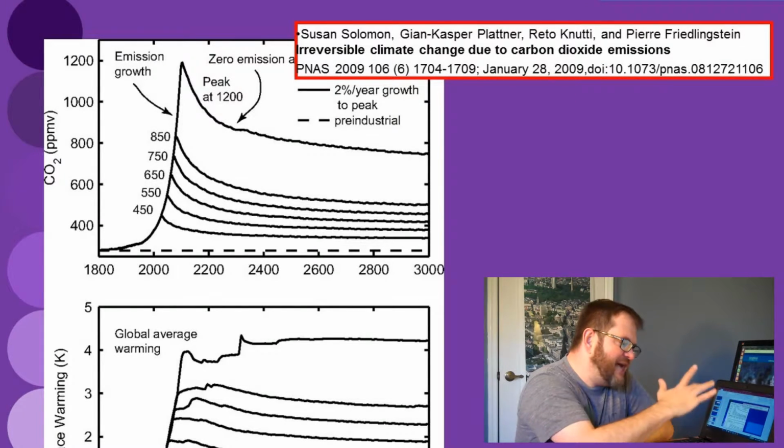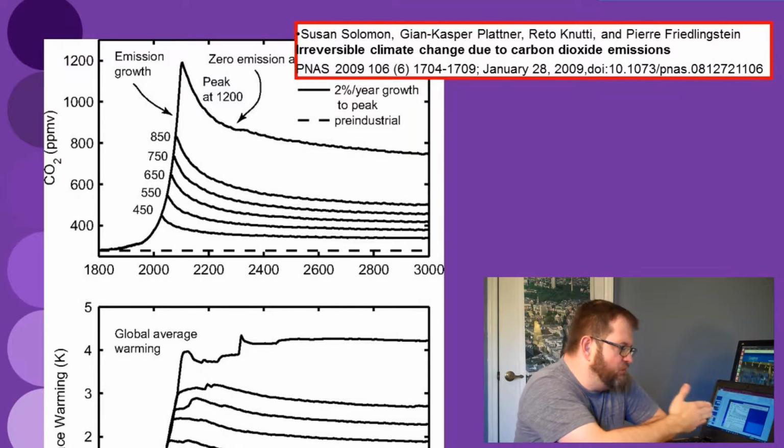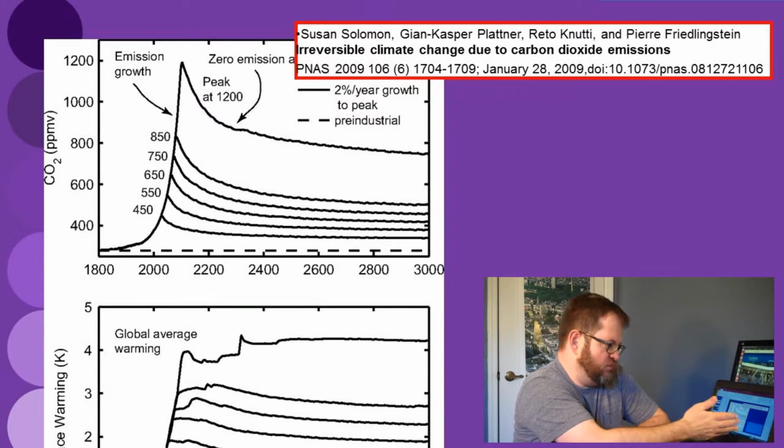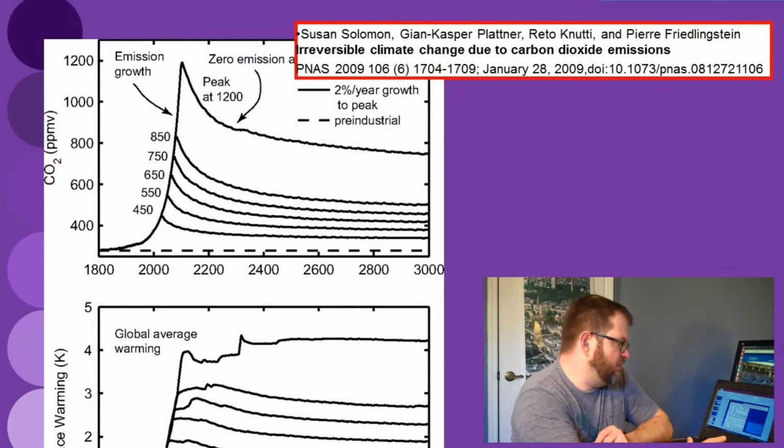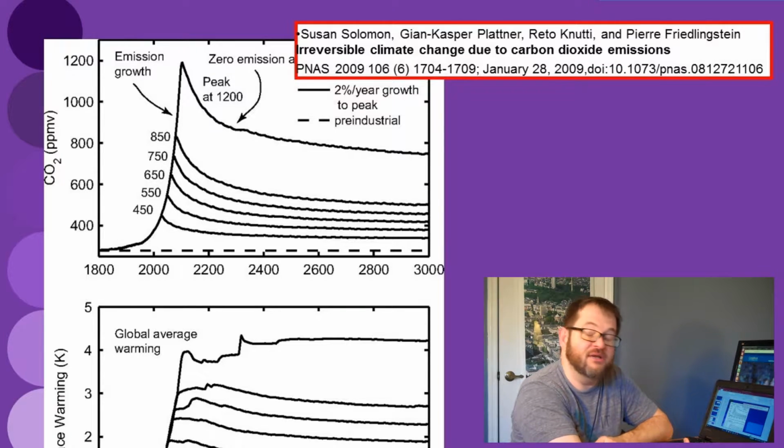And I want to highlight how these diagrams are working here. They're going way far out into the future. Notice on the x-axis, we go all the way out to the year 3000. And what they're doing on this first diagram is the y-axis is just the amount of carbon dioxide in the atmosphere measured in parts per million.